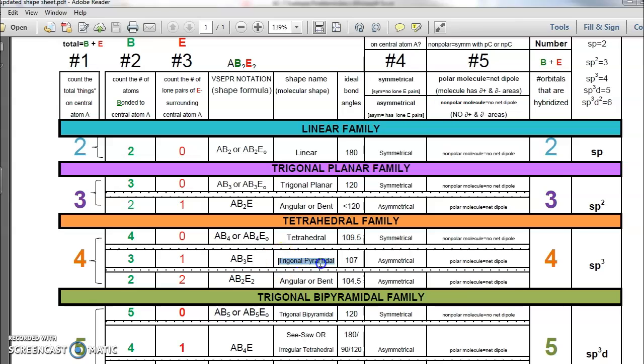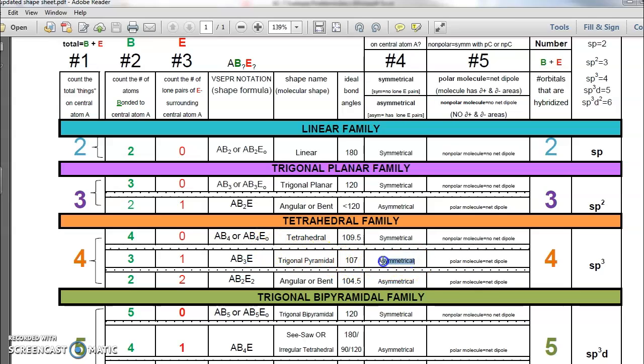What's the name of this shape? Trigonal pyramidal. What are the angles between the atoms? 107. A tetrahedron has 109.5. But that lone pair of electrons will push that angle from 109.5 closer, making it 107, because that unbonded pair, that lone pair, is able to repel those bonded pairs down more tightly.